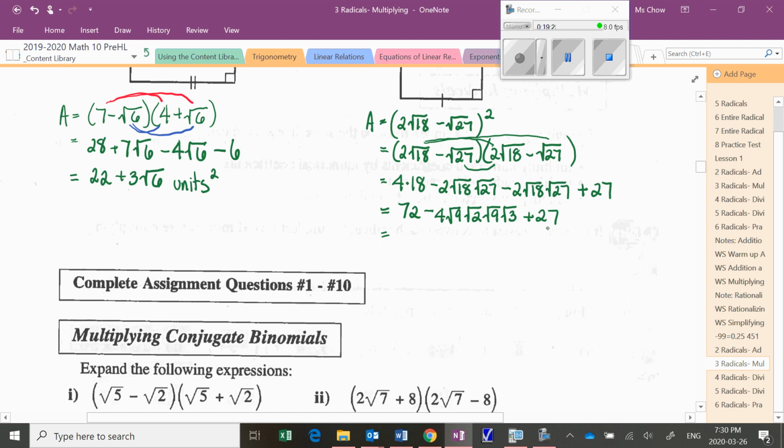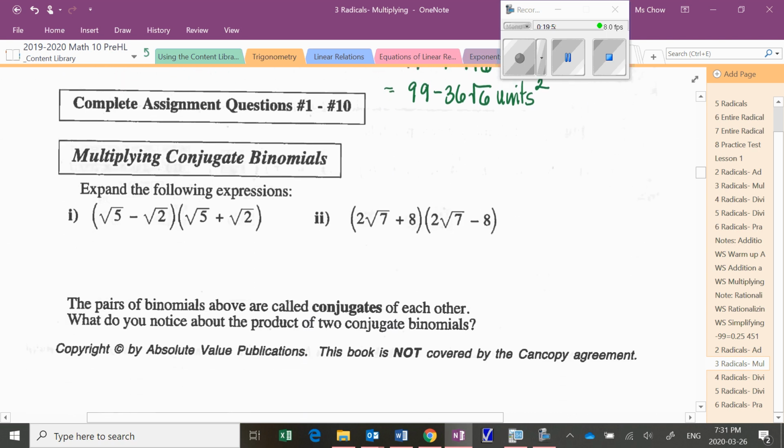So let's take a look here. 72 plus 27 is 99, and let's take a look at what we've got going on here. So minus 4, and then root 9 times root 9 is of course just 9, so we've got 4 times 9, and root 2 times root 3 is root 6, so we've got 99 minus 36 root 6 then, and that is square units because we're looking at area. Excellent.